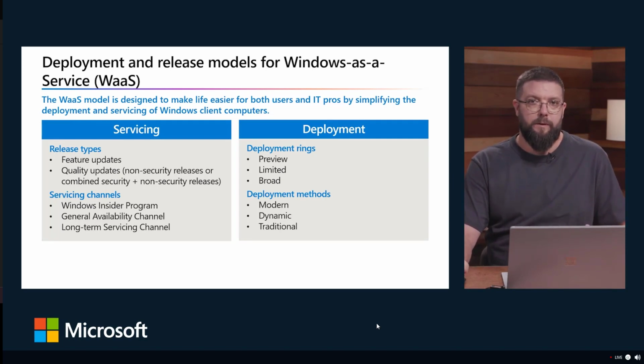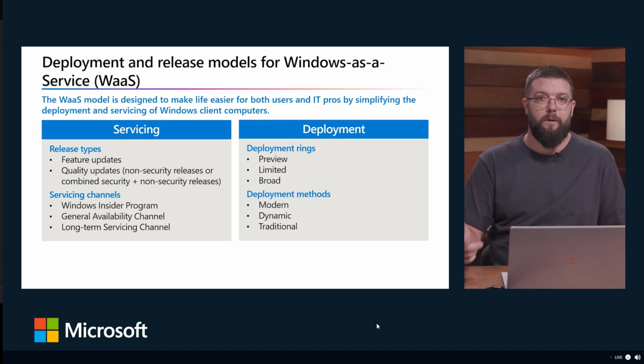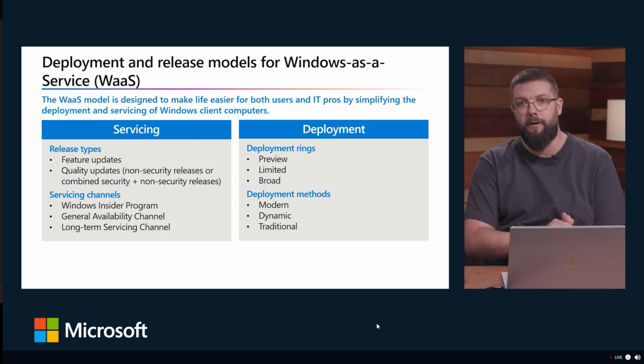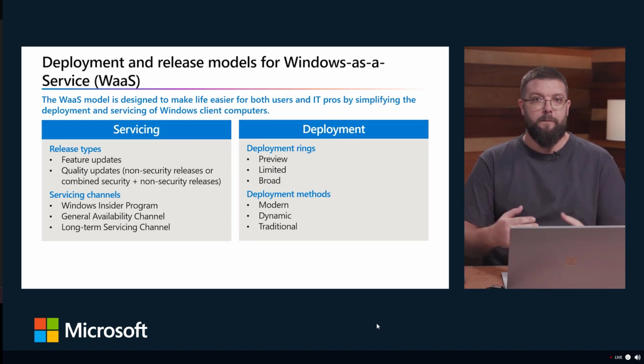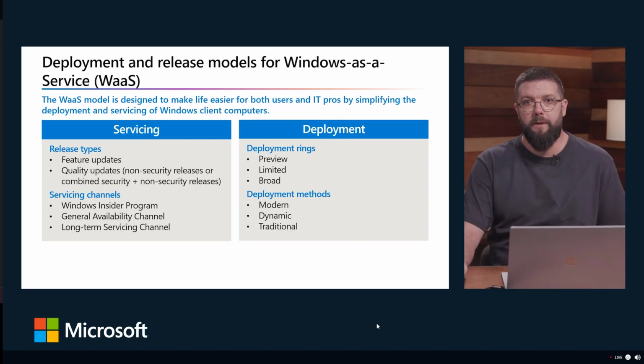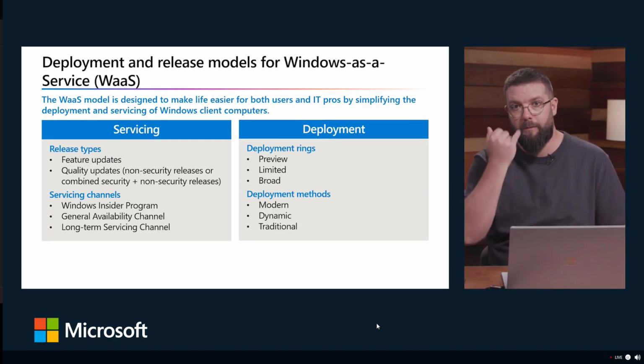With Windows Client, there are two release types. We've got feature updates as well as quality updates. Feature updates add new functionality and are released twice a year. Because these updates are more frequent, they're quite smaller. Quality updates provide security and reliability fixes, and these updates are issued once a month, as non-security releases or combined security and non-security releases. So sometimes it's not a security release, it's just a bug fix.